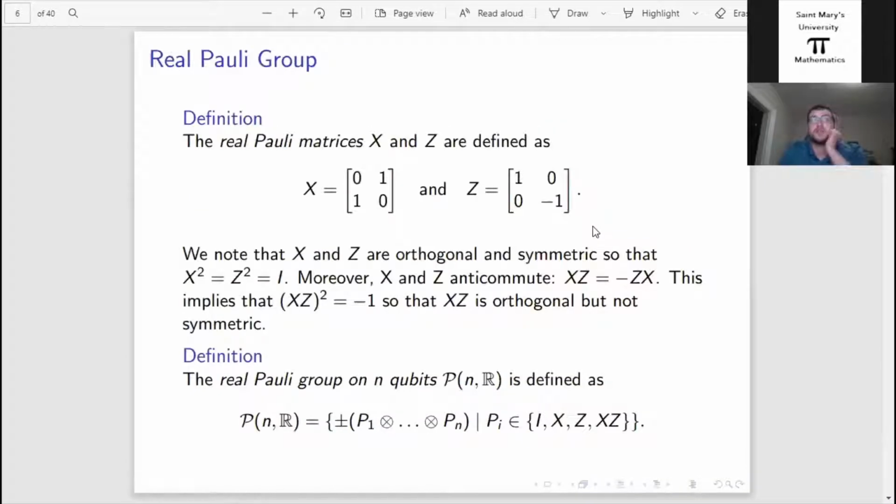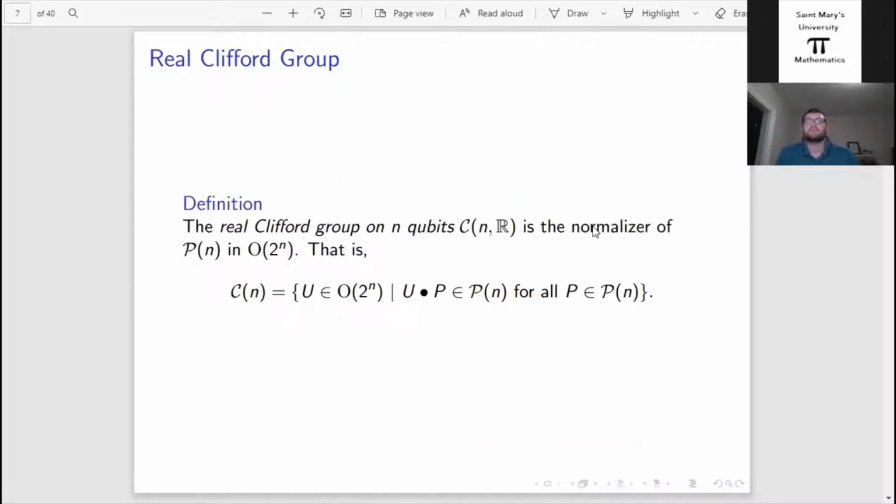Quickly, this is the real Pauli group. We have our real Pauli matrices. Notice that Y is missing since it's the complex one. They're orthogonal, symmetric, and square to the identity. They're a very nice set of operators. The real Pauli group on n qubits is basically the n-fold tensor product, where each factor is a single-qubit operation, and we take the plus or minus of the n-fold tensor of them. Each Pauli acts on a specific single qubit. Now, the real Clifford group, the one that we're considering, is the normalizer of this real Pauli group.